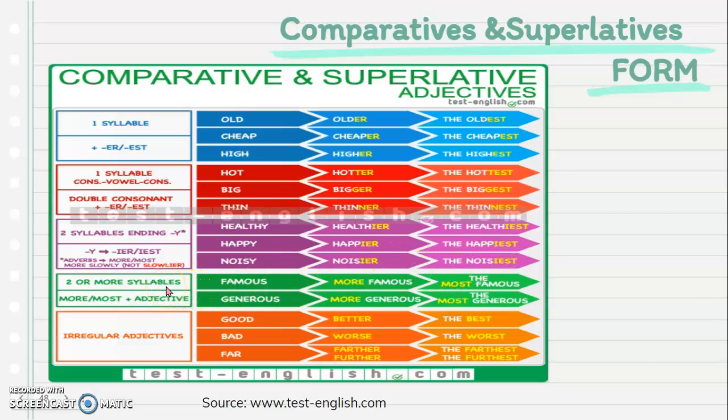For adjectives that have two or more syllables, remember these are the adjectives that have three or more vowels. We have famous, more famous, the most famous. Generous, more generous, the most generous. As you can see, we substitute more for most.